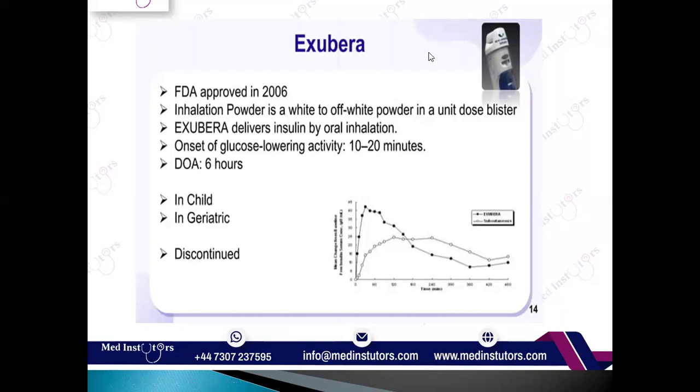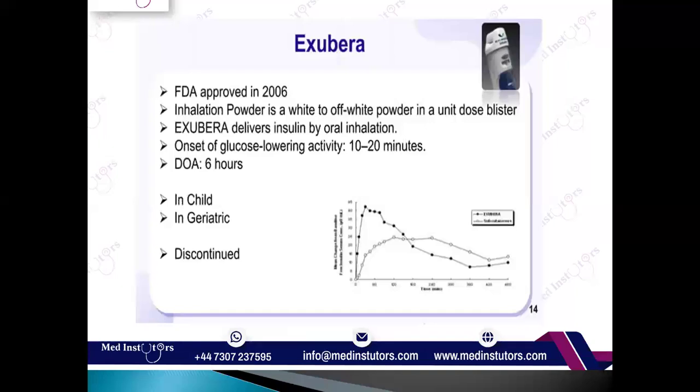Okay, so now we have certain other forms of insulins. One of them is Exubera. Exubera is an inhaled form of insulin, approved in 2006 by the FDA. Inhalation powder is a white to off-white powder in a unit dose blister. Exubera delivers insulin by oral inhalation. The onset of glucose lowering activity is in 10 to 20 minutes, and the duration of action is 6 hours. It can be given in children and the old age population, but it was discontinued later because of certain side effects.